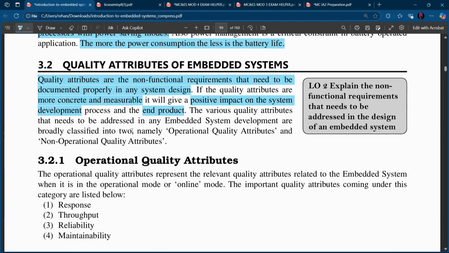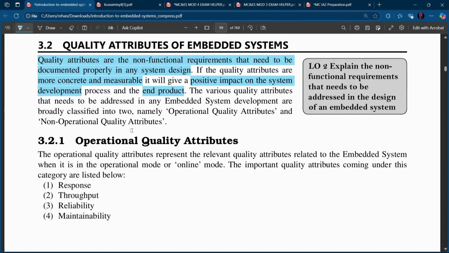So what are the quality attributes? They are nothing but non-functional requirements that need to be documented properly in any system design. The quality attributes are concise and measurable, and they give a positive impact to the system development and to the end products. There are two types of quality attributes, that is operational and non-operational.